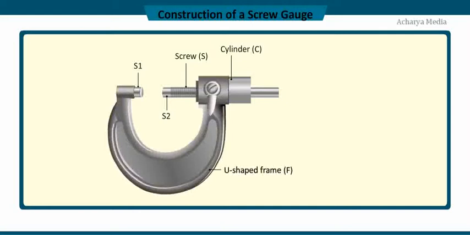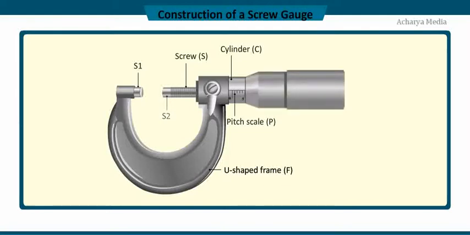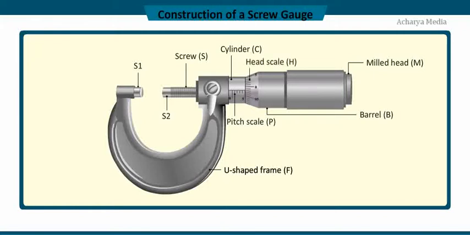The screw gauge is made of a U-shaped metal frame, which has a fixed end S1, or anvil, at one end and the cylinder at the other end. The surface of the cylinder has an index line with many divisions of 1 mm or 0.5 mm, which serve as a pitch scale P, or the main scale of the screw gauge. The screw runs within the cylinder. The flat tip of the screw is S2, and at the other end of the screw, a barrel with a milled head is attached. The other end of the barrel is tapered, which is divided into 100 equal divisions that serve as the head scale or the circular scale.